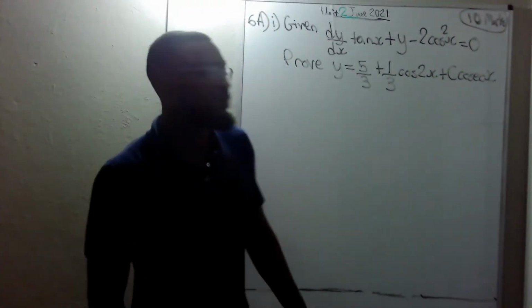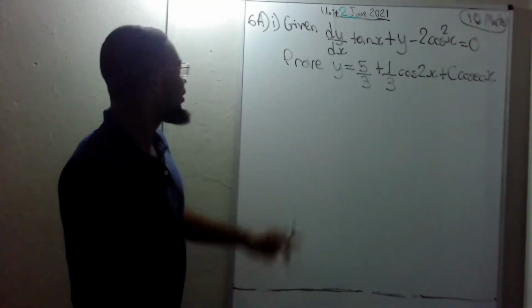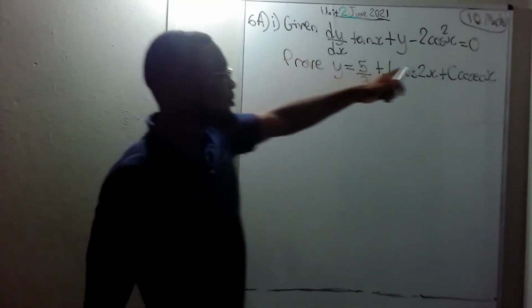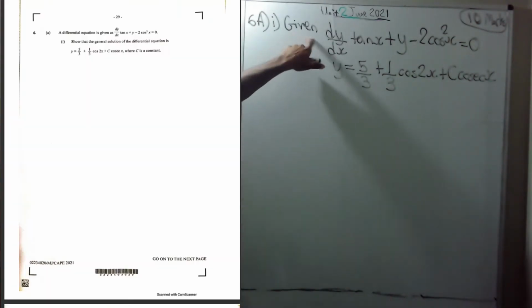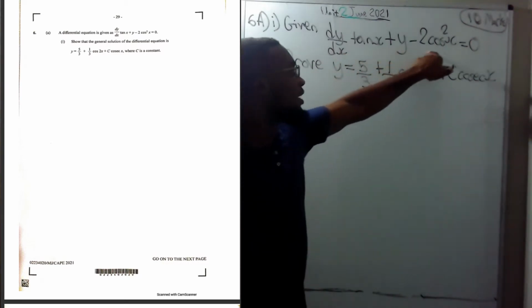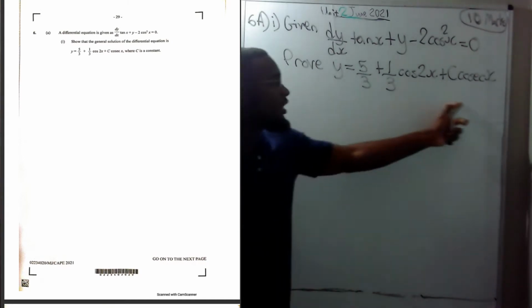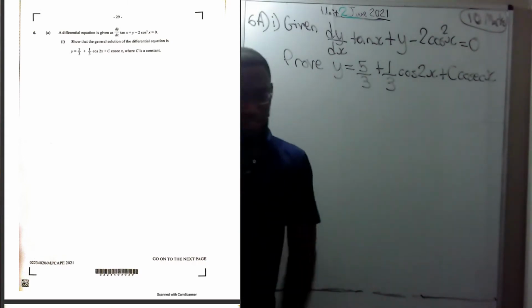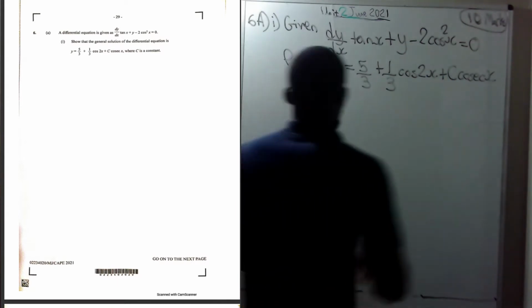Alright, so we're here now, and this is the last question on the paper. And this one is worth 10 marks, question number 6, part 1. It says, given that dy by dx times the tan of x plus y minus 2 cos square x equals 0, we need to prove that y is this.